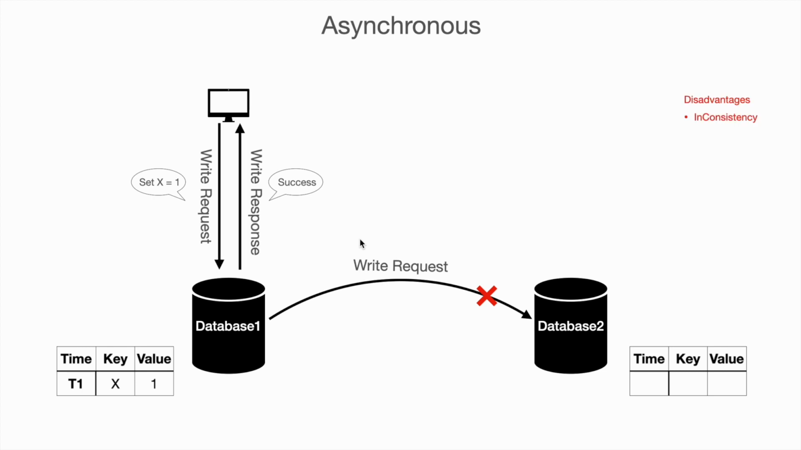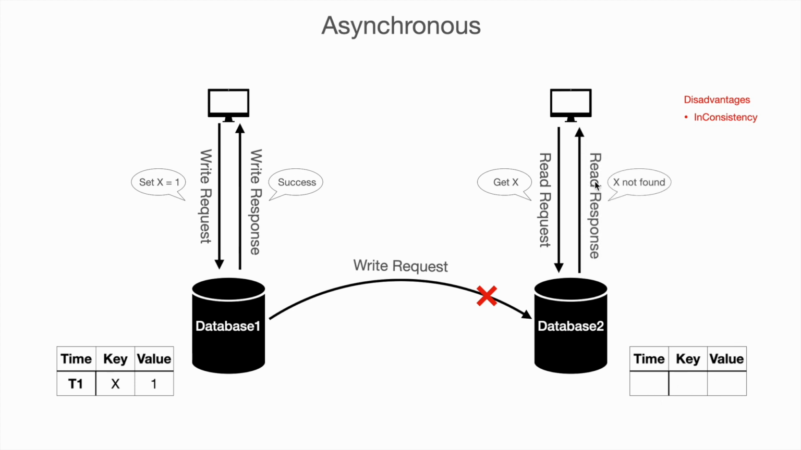Now the issue with the asynchronous system is the inconsistency. So let's suppose in the same example where we could not sync the write request to database 2, and now the same client is coming back and making a read request to database 2 and getting the value of x. Because we could not sync the value of x in database 2, now we don't have x. That's why database 2 responds back to the client that there is no x in the database.